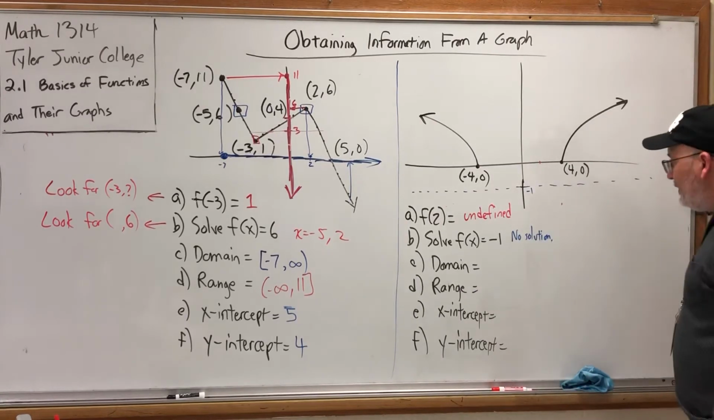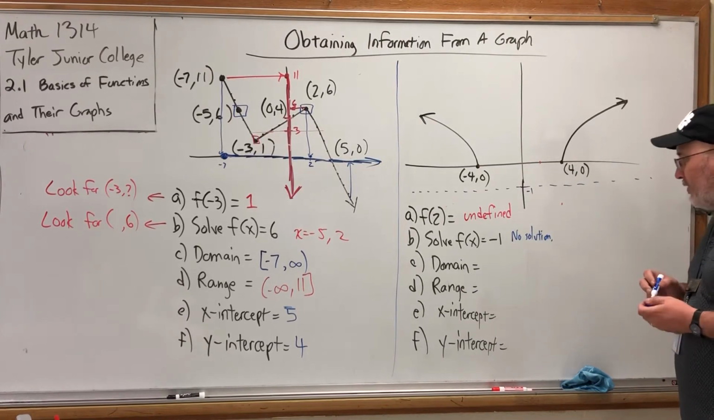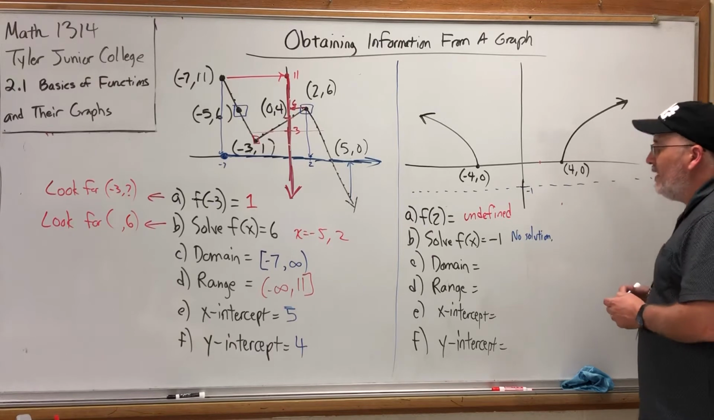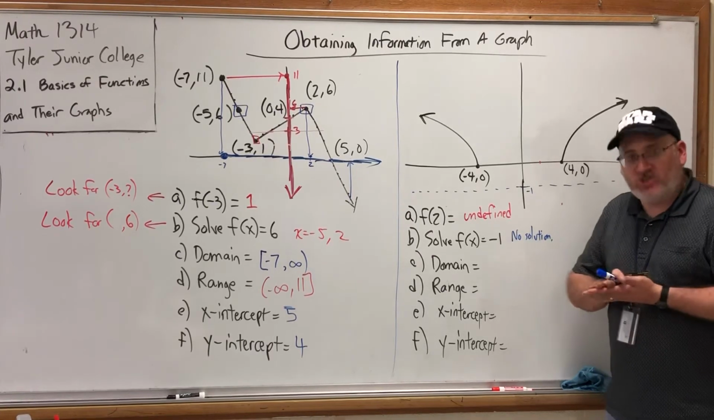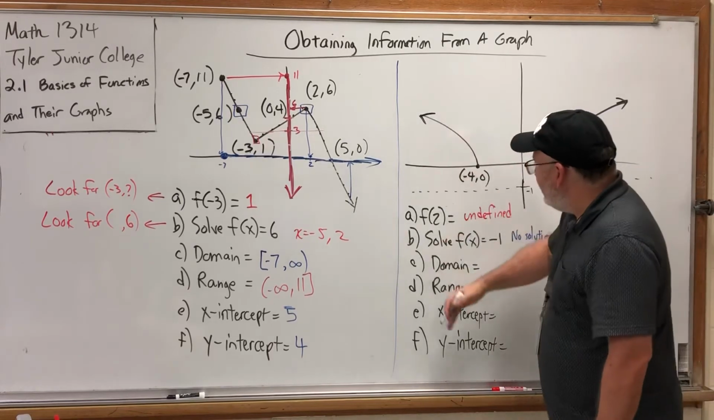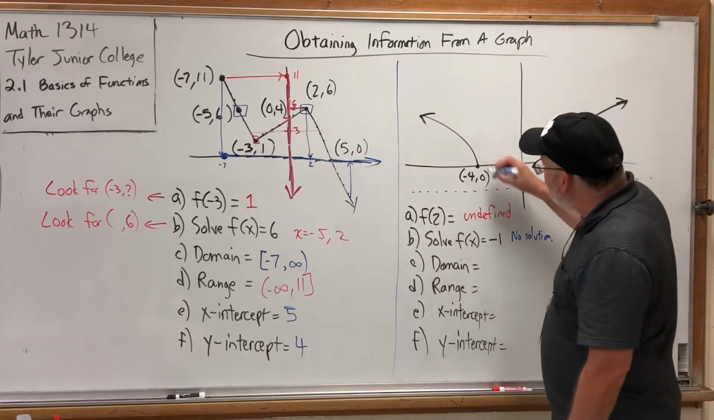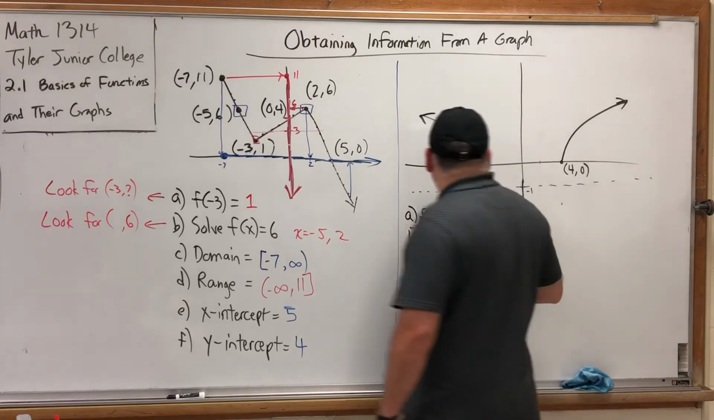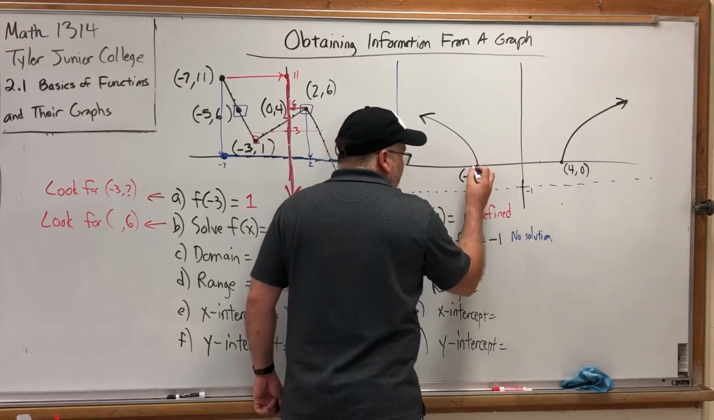So let's talk about the domain. Again, the domain are the x values, and so the x values are what we would get if we collapsed this graph down to the x-axis. This left branch, if we smushed it down to the x-axis, would be everything to the left of -4.